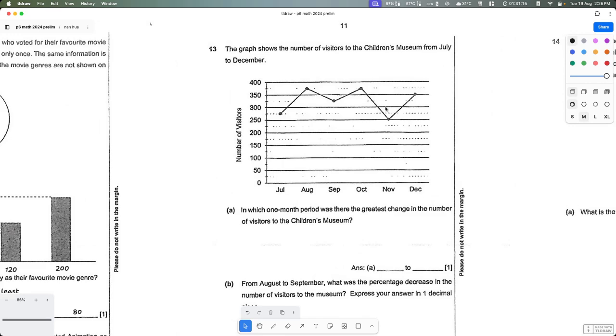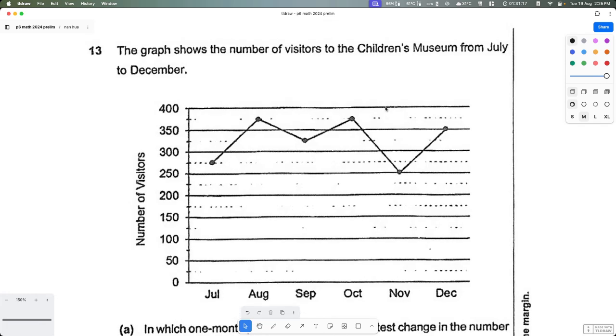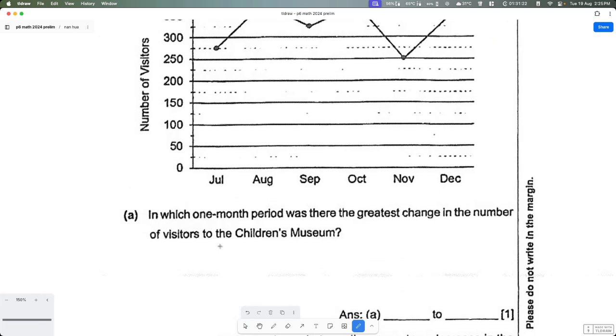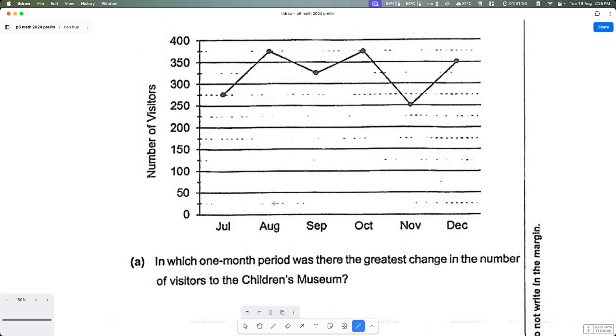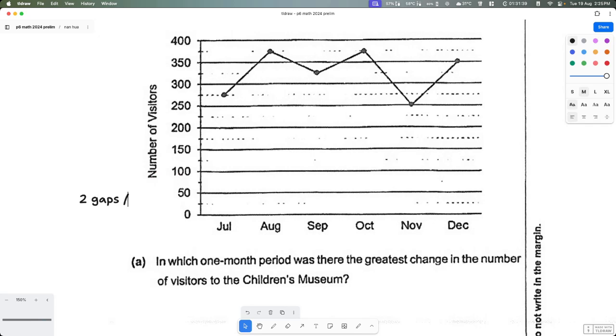Question 13. The graph shows the number of visitors to the Children's Museum from July to December. In which 1 month period was there the greatest change in the number of visitors to the Children's Museum? Okay, so we can calculate, but first we want to know the gaps again, right? So there are two gaps before the number 50. So one gap is equal to 50 divided by 2, and this is equal to 25 in this case.